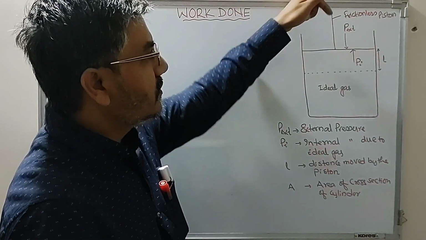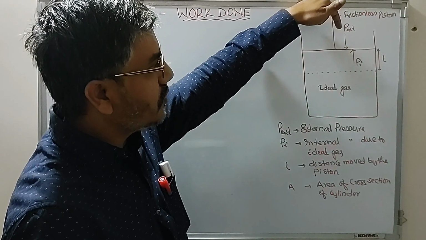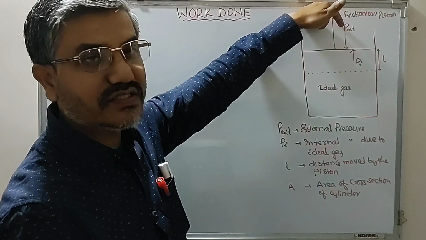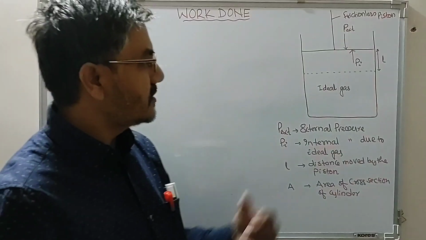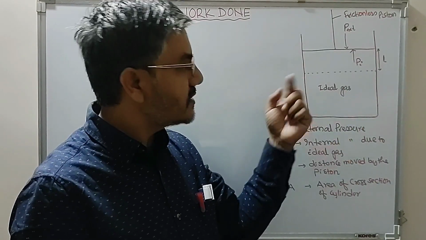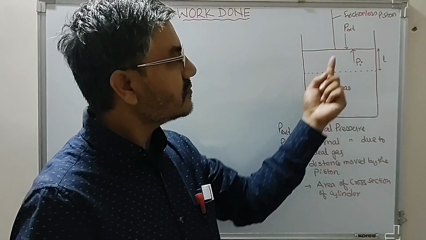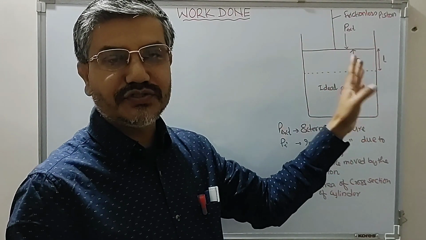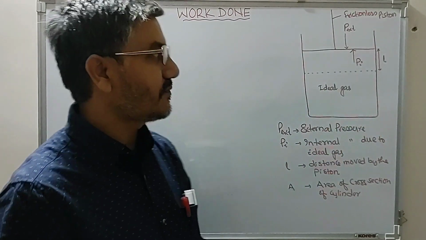Now the pressure acting on the piston is known as the external pressure due to external gas. Since we also have 1 mole of an ideal gas, this ideal gas will also act with pressure on the piston, and that pressure is defined as P internal, that is pressure due to internal ideal gas.